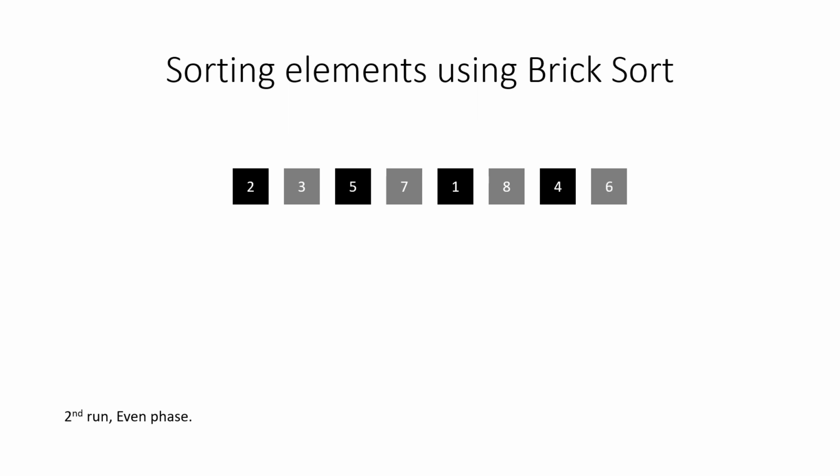In the second run, which is the even phase, we only care about the even indexes. Here, our first even index is the second one, which has a value of 3. We will compare this again to its immediate successor, whose value is 5, and swap if these two are out of order. But as you can see, these two are in the correct order, so we don't need to do anything else. Next, we'll move to the next even index.